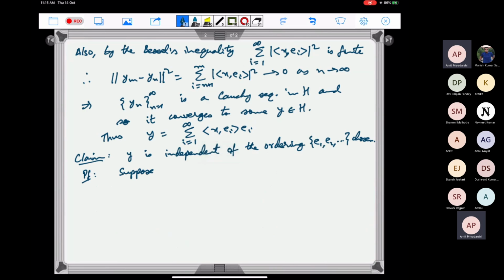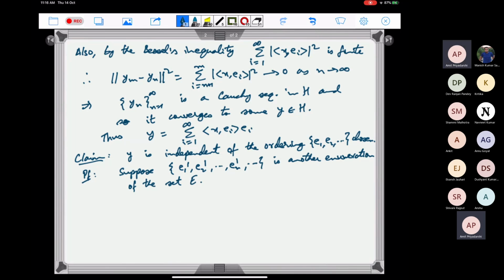Now if we take some other ordering, suppose e_1', e_2', ..., e_n', ... is another enumeration of the set E, then we can again take this sequence of partial sums, and we want to show that it will converge to the same y.